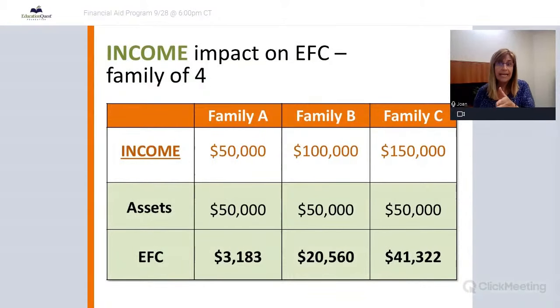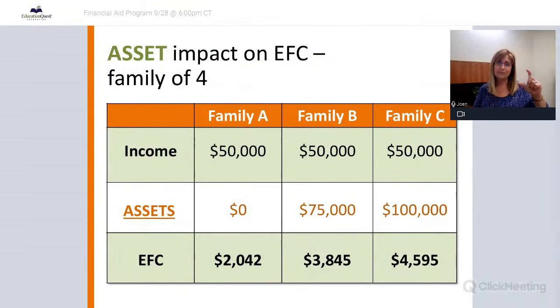So here's where you can kind of have an idea of family of four with an income situation under family A that might qualify for a federal Pell Grant, whereas my family C example probably won't get the Pell Grant, okay? So this is just to give you an idea. But what if I take a look on the flip side of it and I take a look at how assets impact the EFC? So same income for family A, B, and C, different assets. Look at my variance here for the EFC results. $2,000 to $4,500. That's not a very big difference.